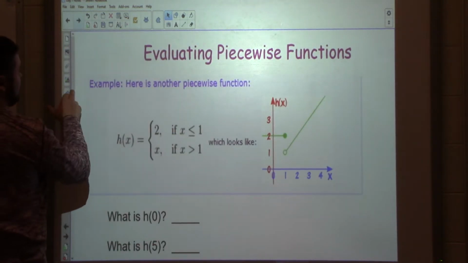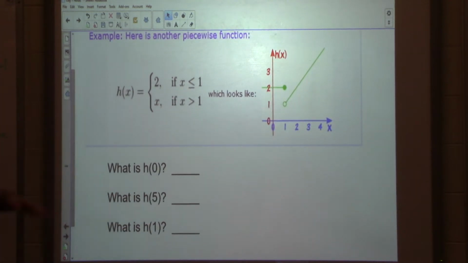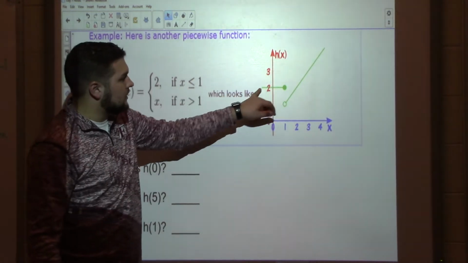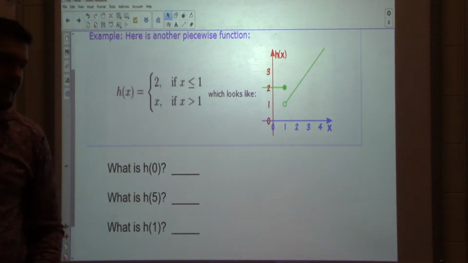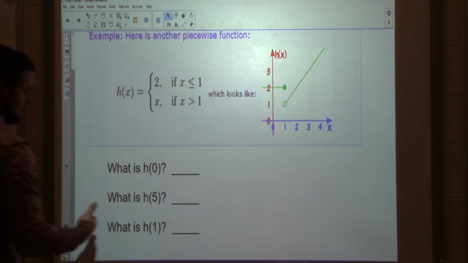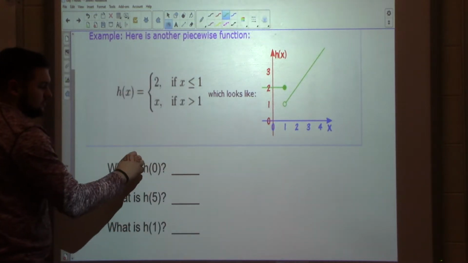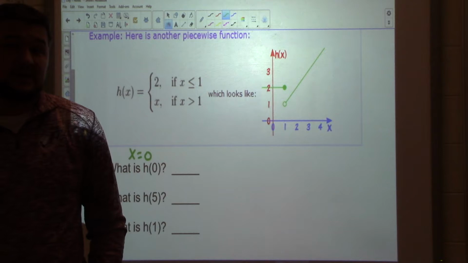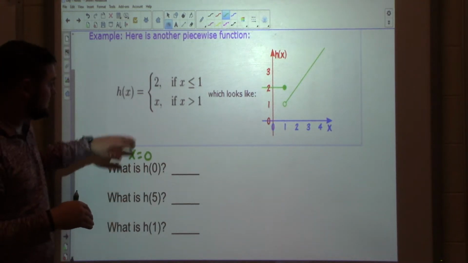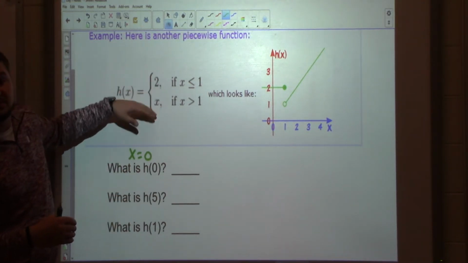Next thing we're going to talk about is evaluating piecewise functions. So here's another one. It's a 2-piece. Right? We have 2 pieces on our graph. We have 2 pieces in our piecewise. And we want to evaluate h of 0 to start. Well, what we're going to do is we're going to notice x equals 0. So I'm going to figure out what criteria that fits in, because based on my input, based on my x value, it's going to tell me which of these I'm going to use.